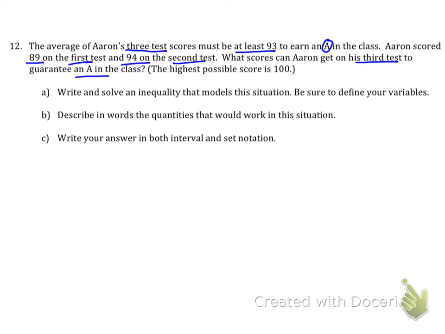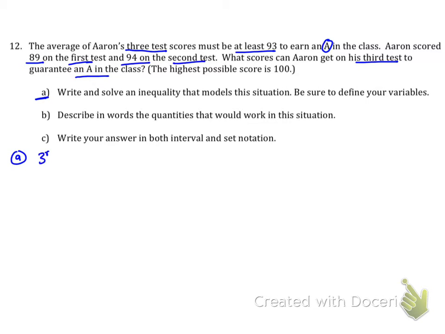So the highest possible score is 100. So no more than 100 someone can score. So let's write and solve an inequality that models the situation. Be sure to define your variables. So first I have to define, here in this case we don't know how much he's going to score on the third test. So I can do that for the third test score.